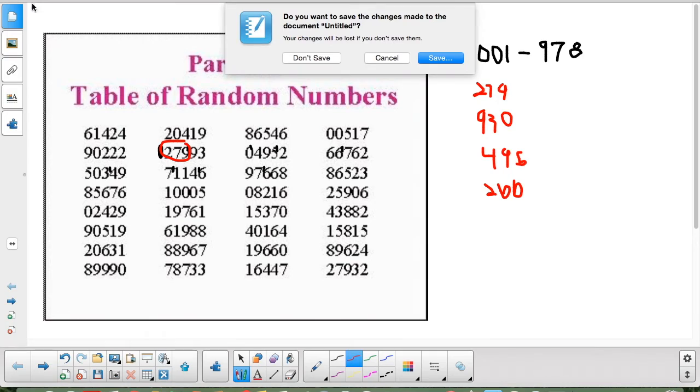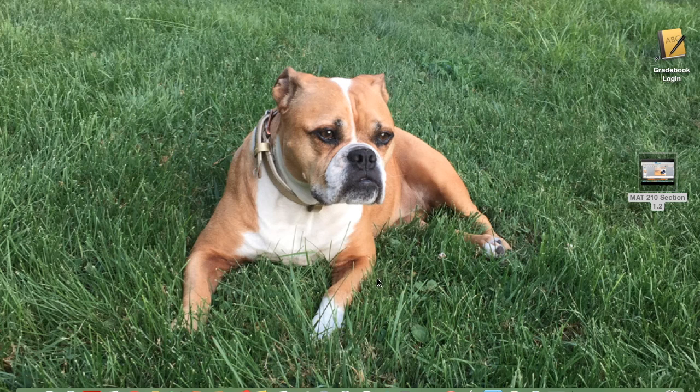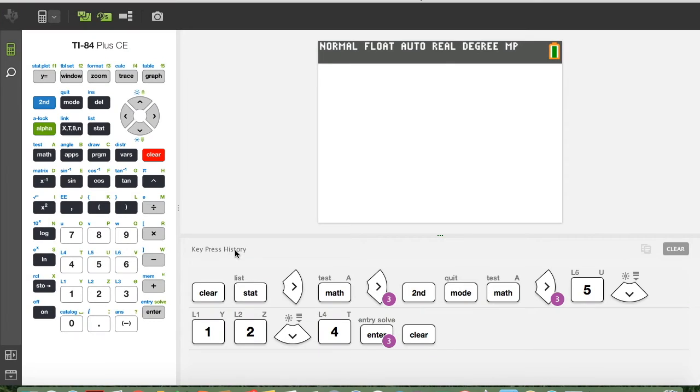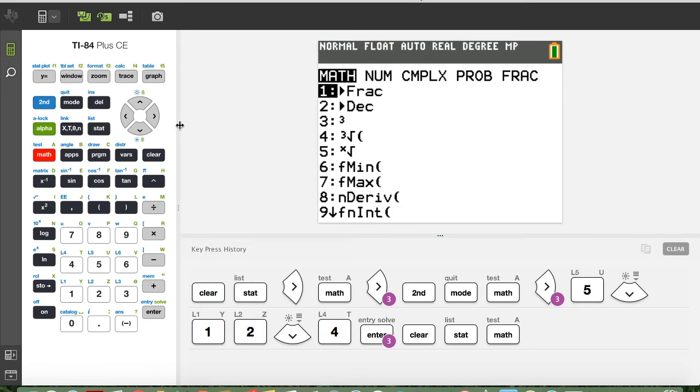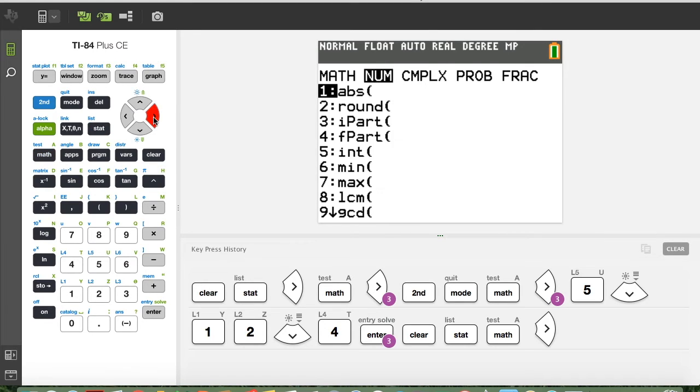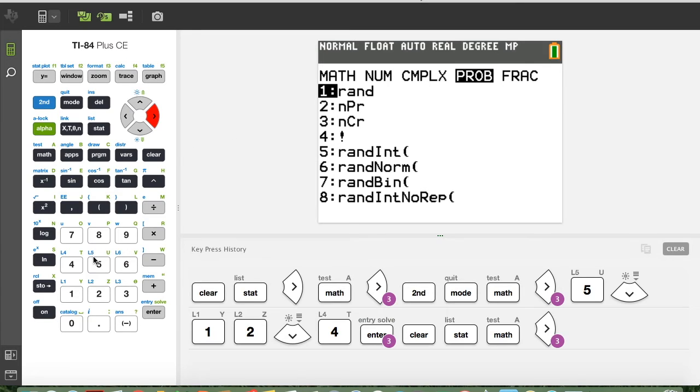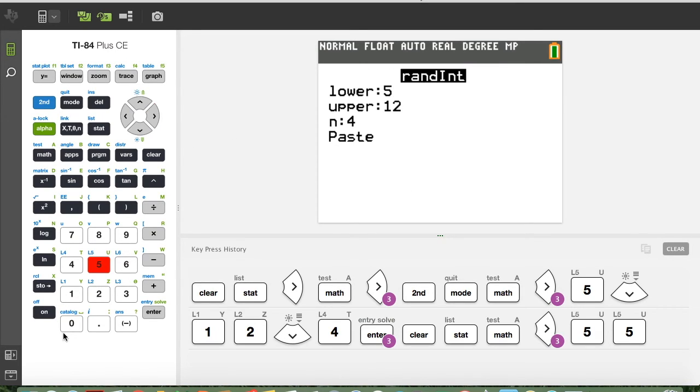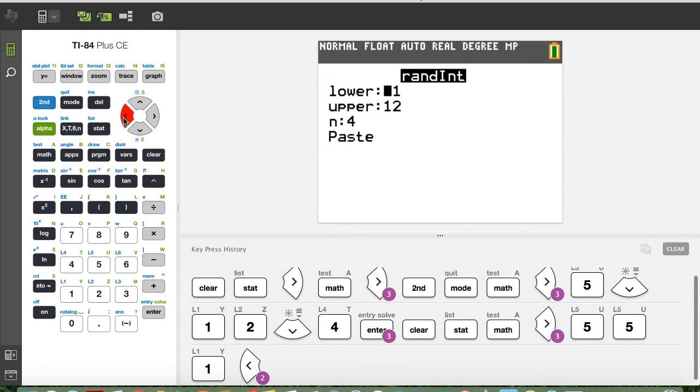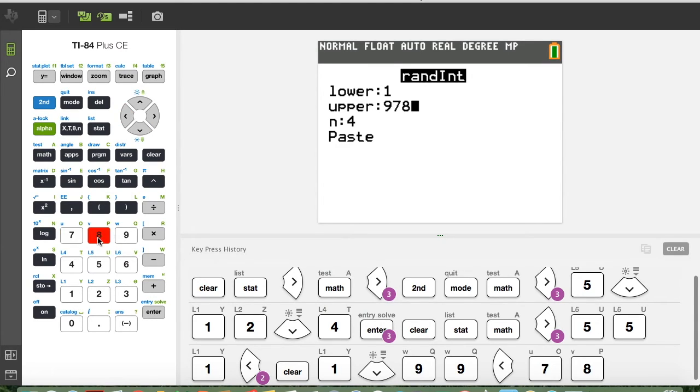We can also use our graphing calculator, which goes like this. It's the same exact process, except now I'm going to do math, and I'm going to do prob over here. That means probability. I'm going to do random integer, which is number 5, starting at number 1. I'm ending same as before, at 978. And then down here, I want 10.